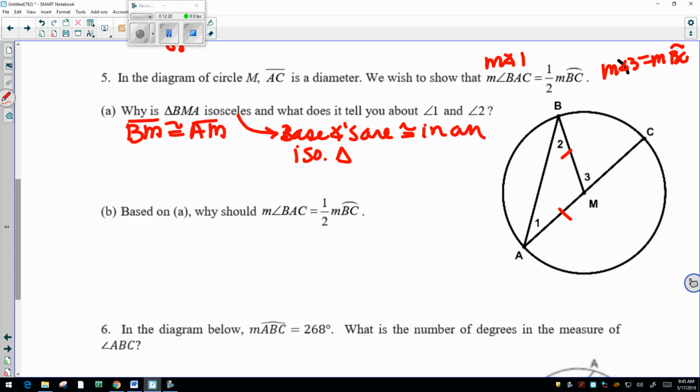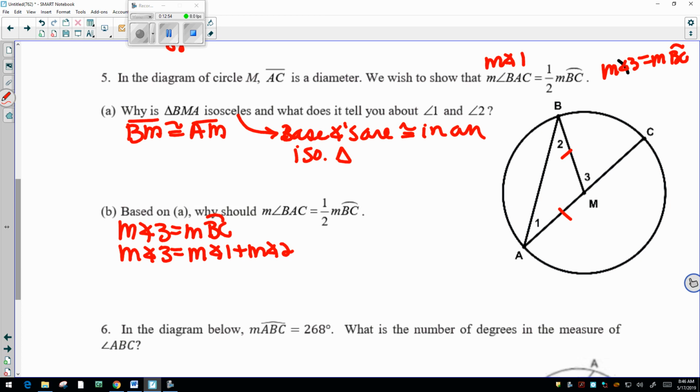Okay, so why should we know then angle BAC is equal to 1/2 of BC? Well, we could do this a couple of ways. Keep in mind what we said. We know that the measure of angle 3 is equal to the measure of arc BC. Our central angle is equal to the arc. Okay. Going back to early information, early in the beginning of the year, angle 3 being an exterior angle of that triangle is equal to angle 1 plus angle 2.